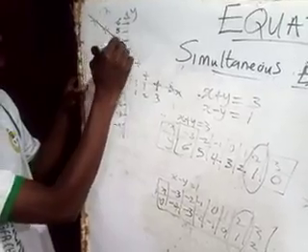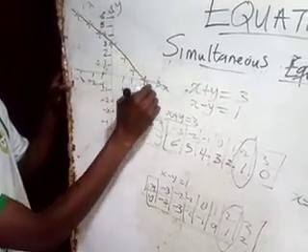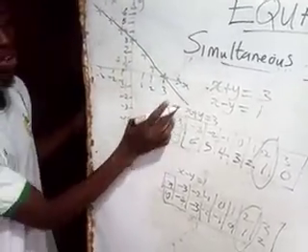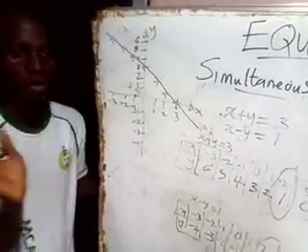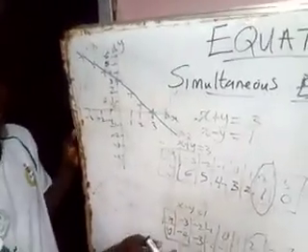When you plot your graph, it has to be linear. That's why we call it linear. It has to be straight. So this line is x plus y equals 3. Is it clear? So we do the same for this one also.